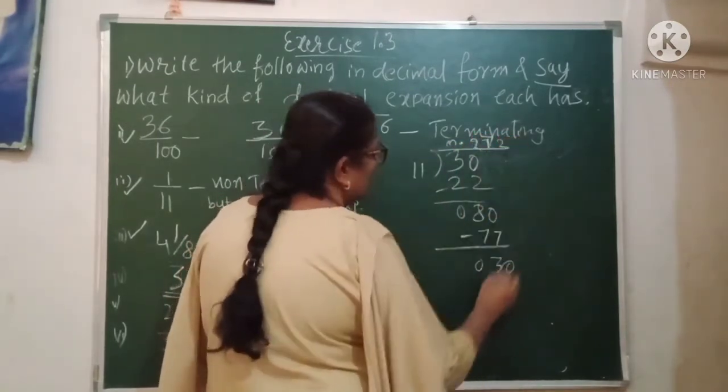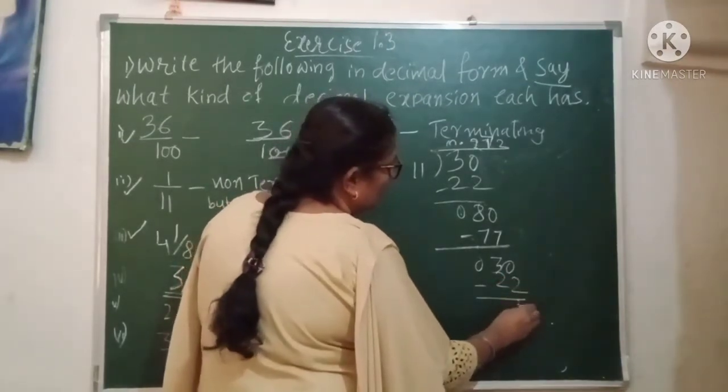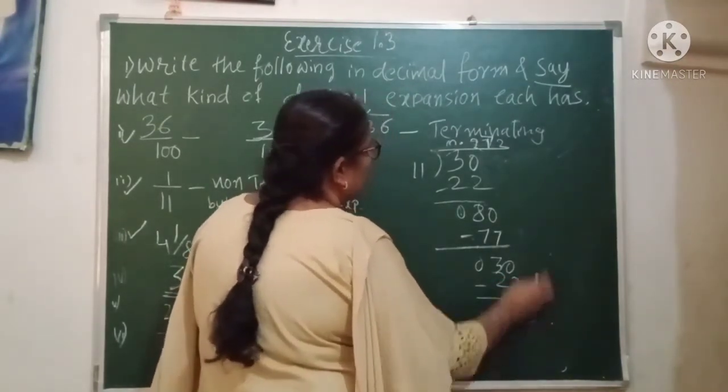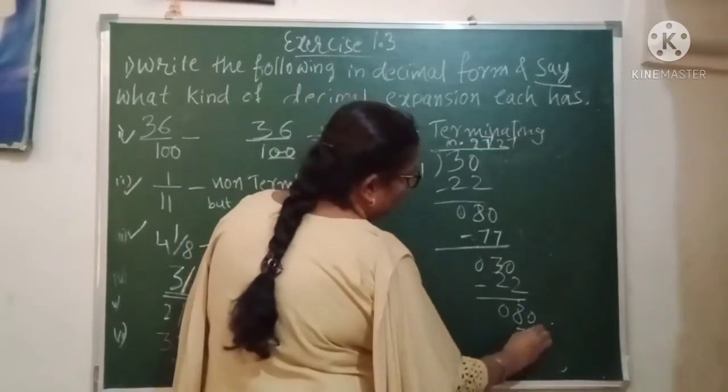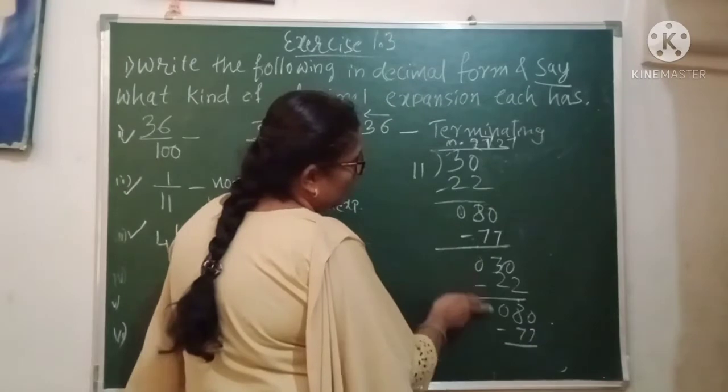11 2s are 22. What am I getting here? This is 8. This is 0. Then it is once again 11 7s are... I think you understood now. What is repeating? 80, 30, 80, 30.